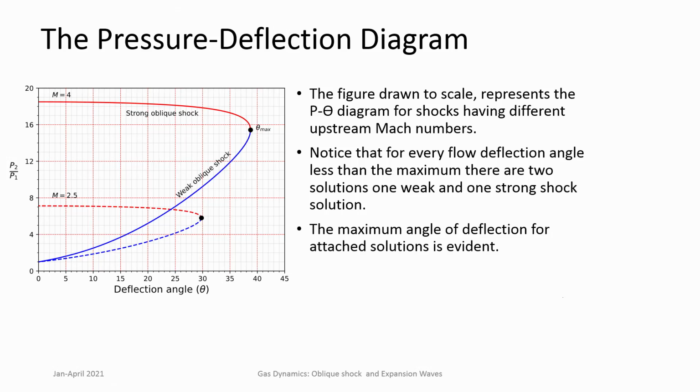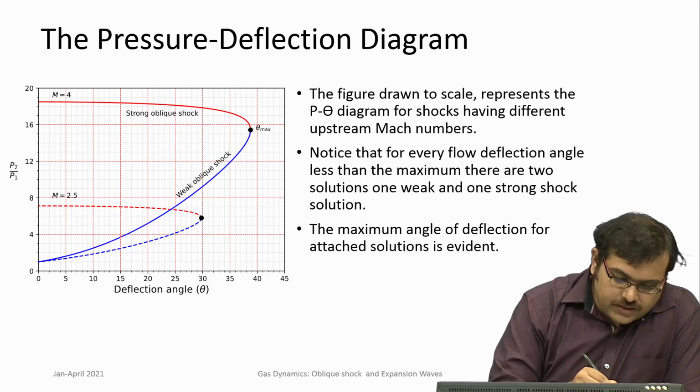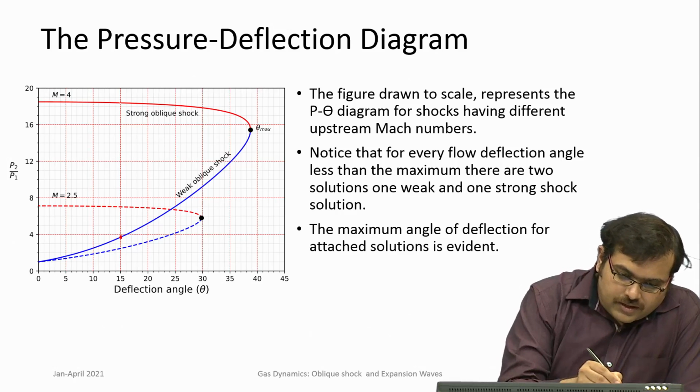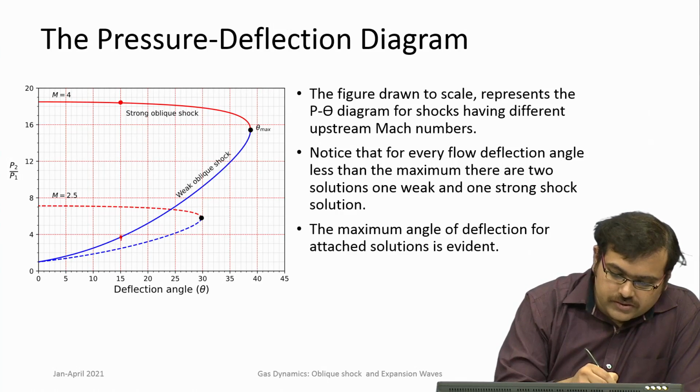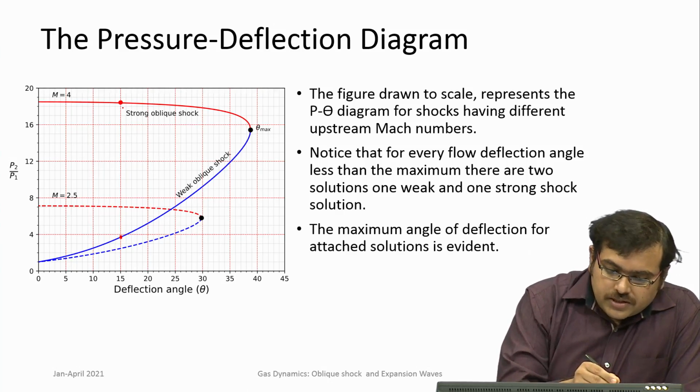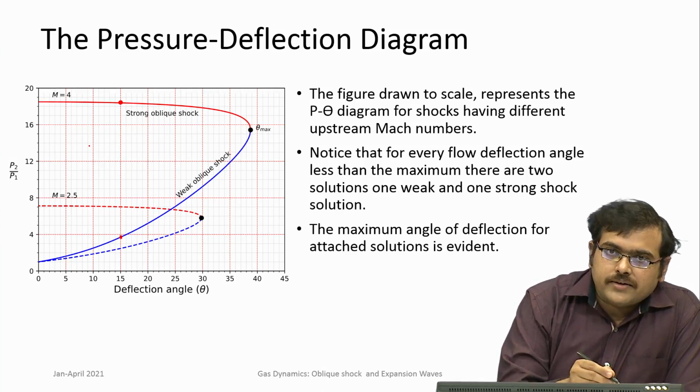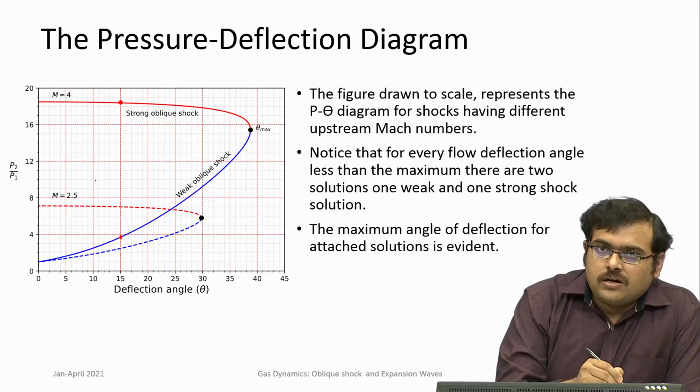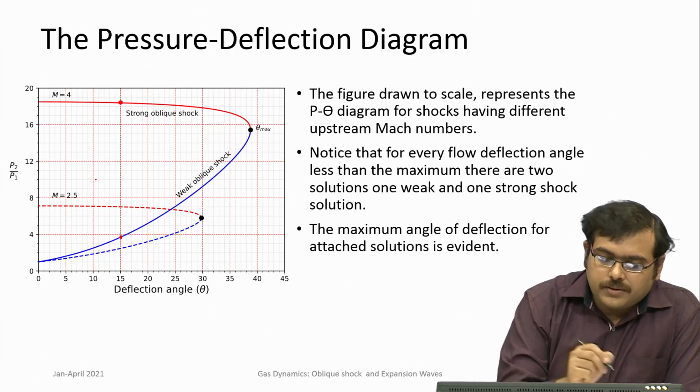Now notice that you have two sets of solutions for any given deflection. This we know for an oblique shock. For a given Mach number, any given deflection, there are two solutions. If I take, say, 15 degrees, here there is one solution and there is a solution up here, and this is the weak shock solution. The other one is the strong shock solution. Pressure ratio for the strong shock solution is much higher and the Mach number is subsonic. So, this idea should be there.